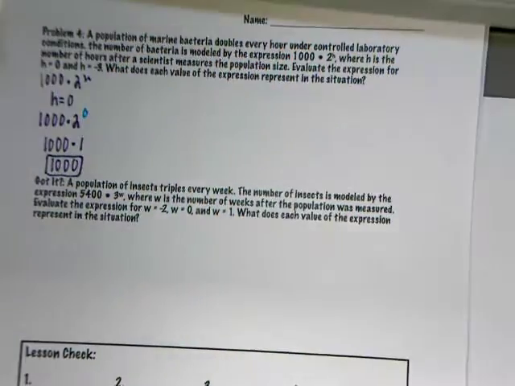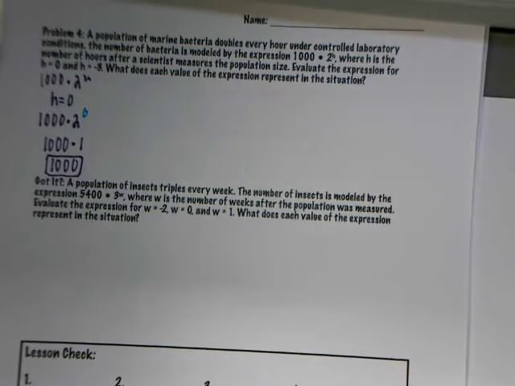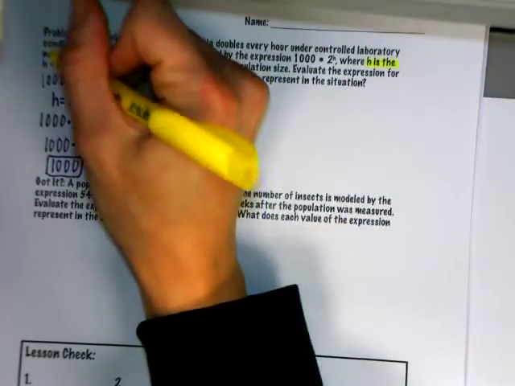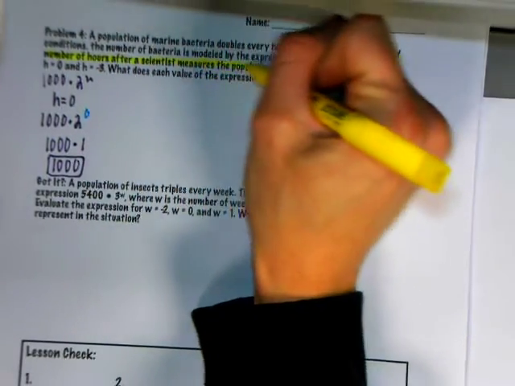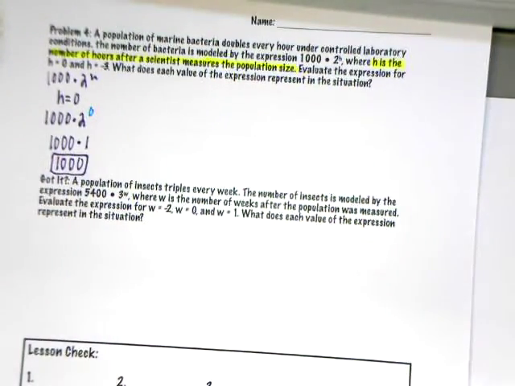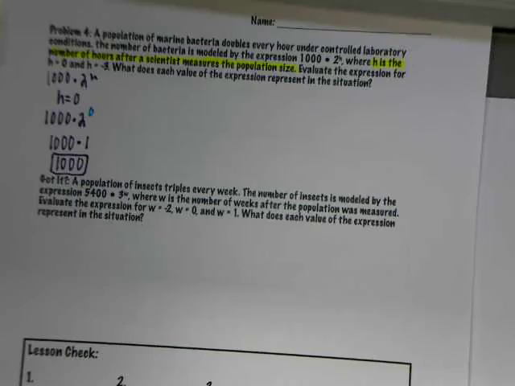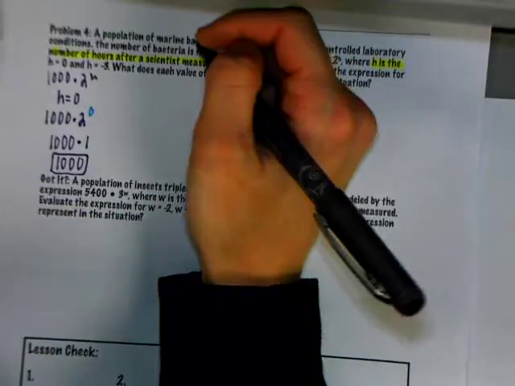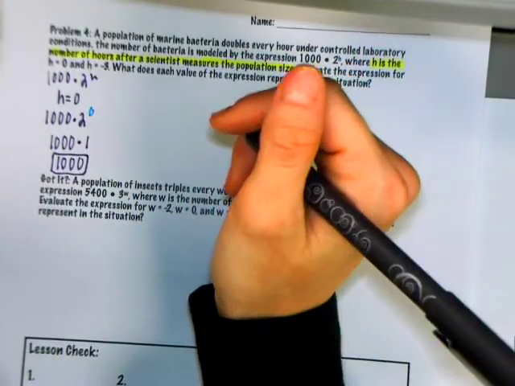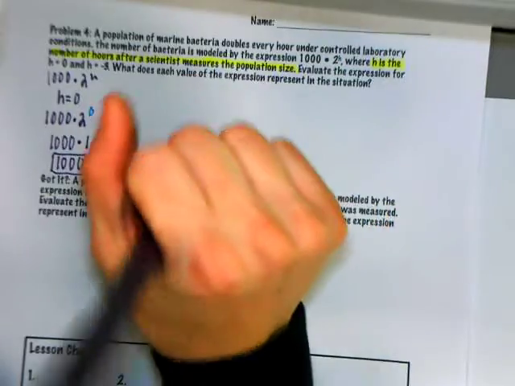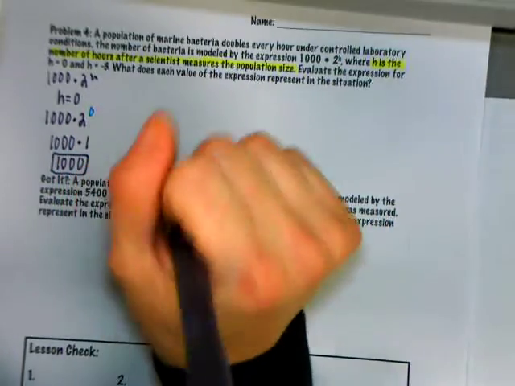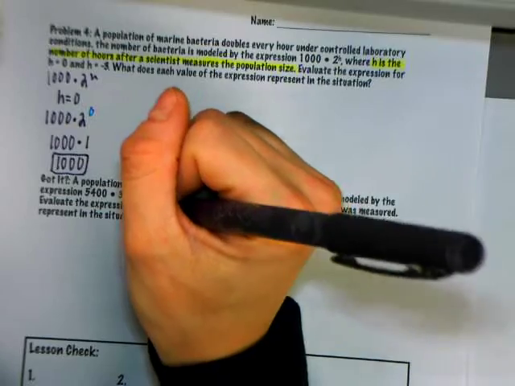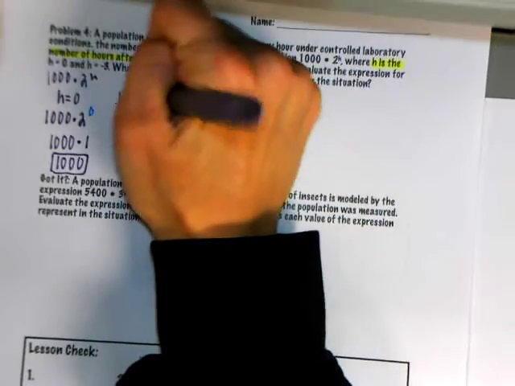So it says here that h is the number of hours after a scientist measures the population size. So number of hours after it's measured, basically. So if h is 0, what's that mean? 0 hours after it's measured, right? What's a way to say that that doesn't sound weird? I would never say 0 hours after it was measured. What would I say instead? Yeah, so basically it's 1,000 bacteria when it's measured.